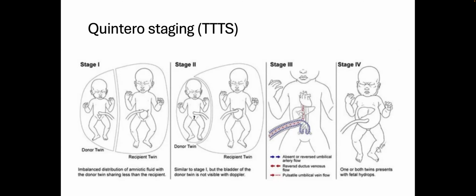So this is the Quintero staging. In stage 1, there's an imbalance between distribution of amniotic fluid, with the donor twin having less than the recipient. In stage 2, it is similar to stage 1, but the bladder of the donor twin is not visible with Doppler. In stage 3, you have absent or reverse umbilical arterial flows, reverse ductus venosus flows, and pulsatile umbilical venous flows. And finally, in stage 4, you have fetal hydrops, and in stage 5, a demise of one or the other twin. So this is the classical Quintero staging. As you go up the staging, the prognosis deteriorates by almost 20% for each stage. So if there are no questions, we'll go to the next OSCE.